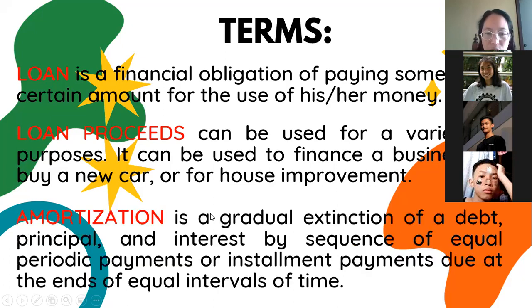Okay? Then we have there the amortization, which is a gradual extinction of a debt, principal, interest by sequence of equal periodic payments or installment payments due at the ends of equal intervals of time.